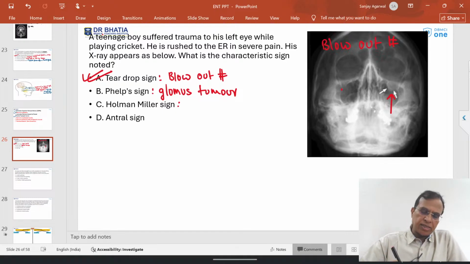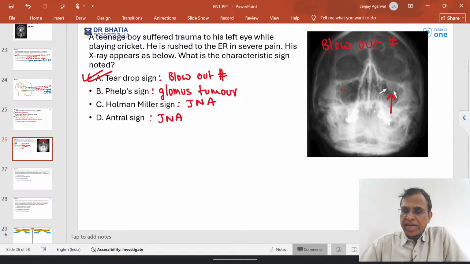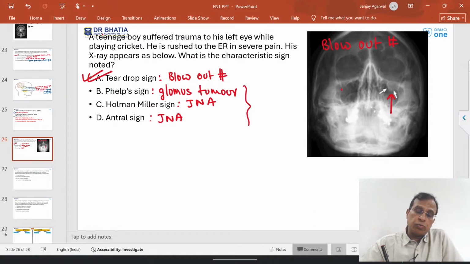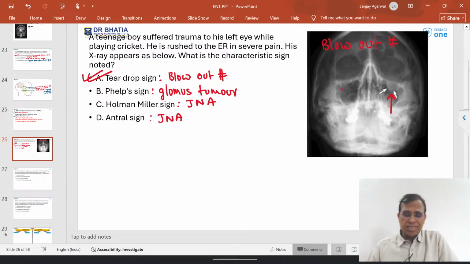Holman-Miller sign is seen in juvenile nasopharyngeal angiofibroma, and antral sign is also seen in juvenile nasopharyngeal angiofibroma. So except this sign, all the other signs are seen in tumors, and they are not talking about tumor, they are talking about fracture. Even if you don't know what the sign is called in this fracture, in this trauma, if you know these three names because they are all seen in tumors, you know this is not a tumor, so it cannot be any other sign. So it's an easy, simple question. That's why almost everybody answered it correctly.